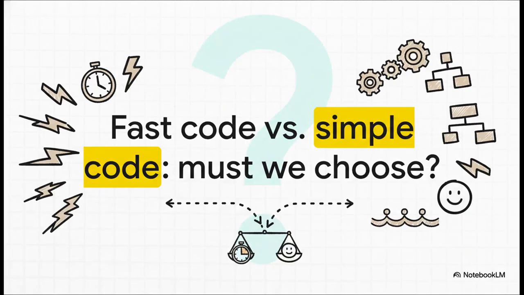Okay, so at the very heart of programming, there's this fundamental conflict, right? It's a choice that developers have to make every single day. Should I write code that's simple and easy for anyone to understand? Or should I write code that's crazy fast and super efficient? And believe me, this is not just some academic question, it's a real-world dilemma with huge consequences.